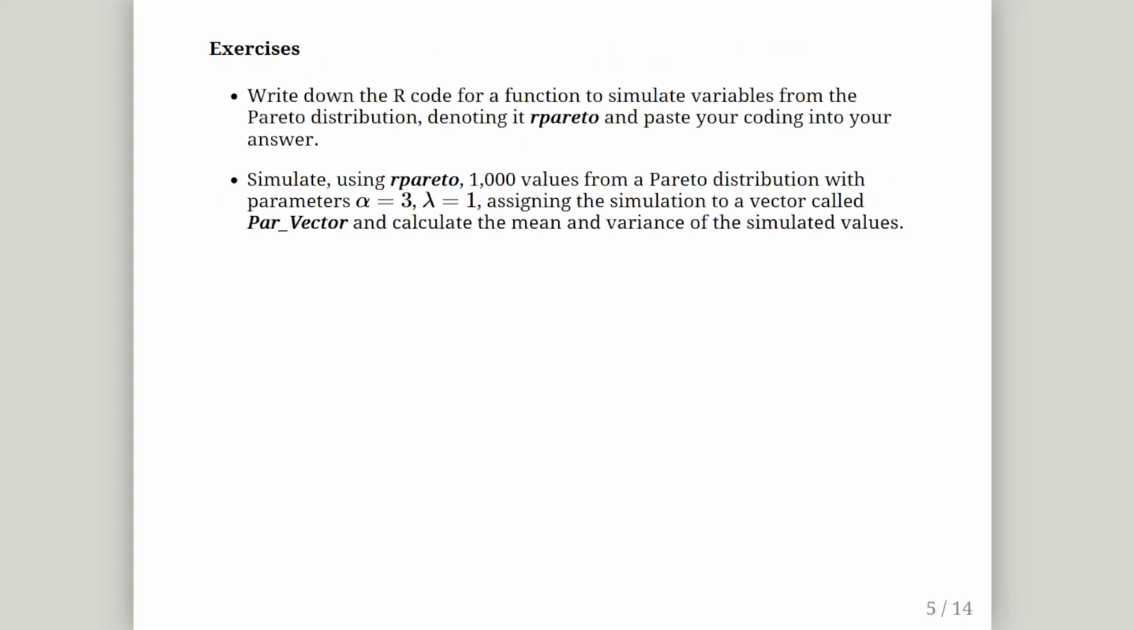Now, the exercise is: write down the R code for a function to simulate variables, variates even, from the Pareto distribution, denoting it rPareto, and paste your coding into the answer. Using this function that you created, generate 1,000 values for a Pareto distribution with parameters alpha equals 3 and lambda equals 1, assigning the simulation to a vector called power vector, and calculate the mean and the variance of the simulated values.